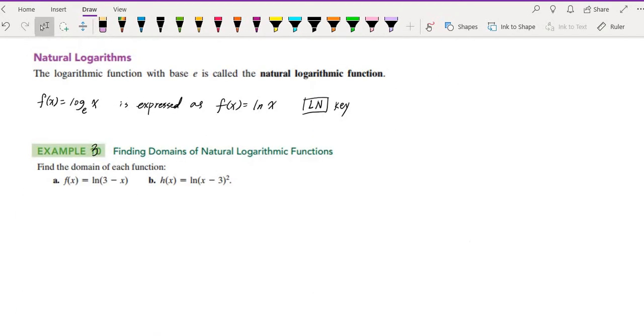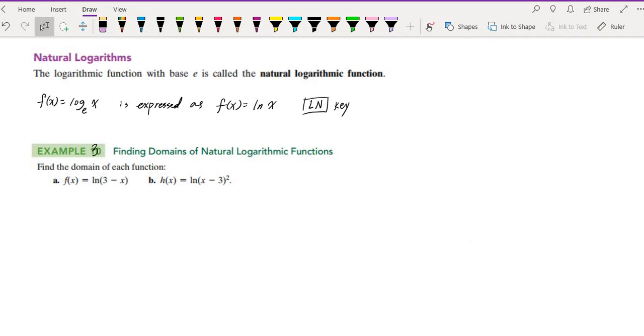Alright, natural logarithms. The logarithmic function with base e is called the natural logarithm function. f of x equal to log base e of x is expressed as f of x equal to natural log x. So here we have a joke. Why do mathematicians love parks? Because they love natural logs.